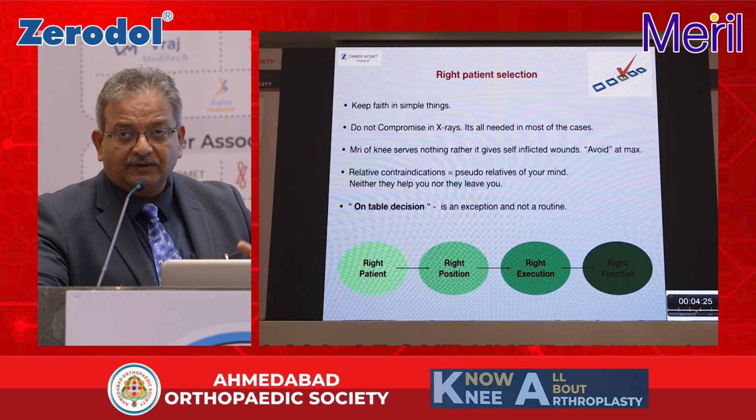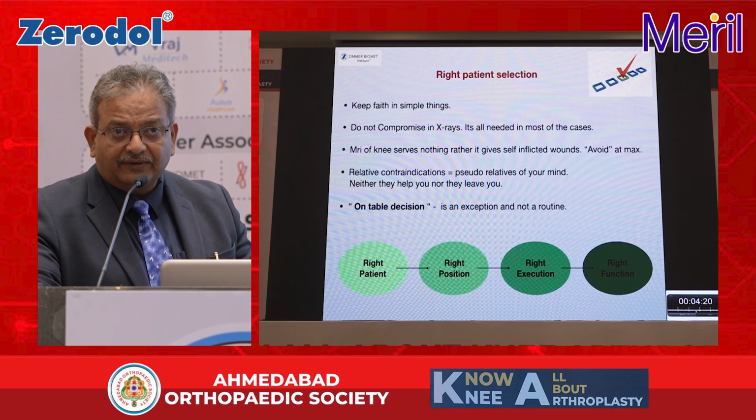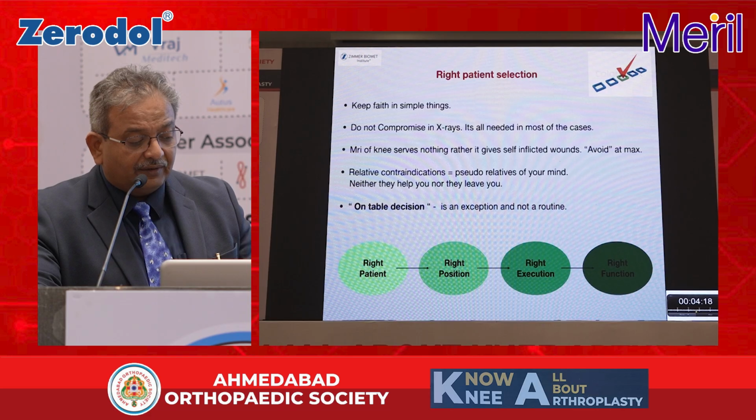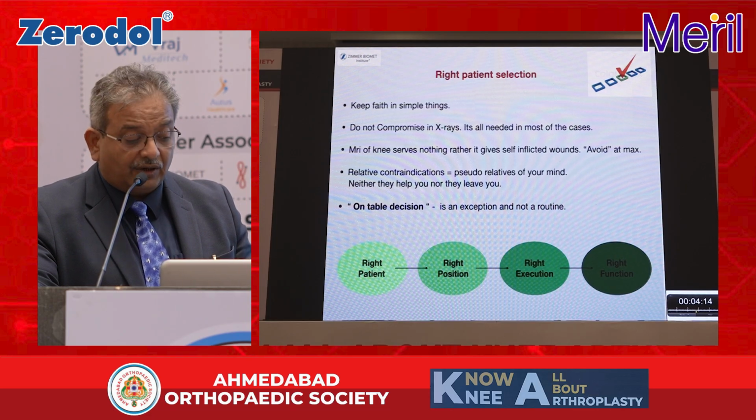So on-table decision is an exclusion. You cannot say all the time that you will take an on-table decision. It is an exception, like 1 in 100 cases. It may be a possibility. Otherwise, right patient, right position, right execution, and right functional outcome.